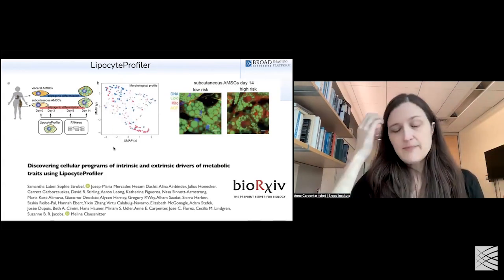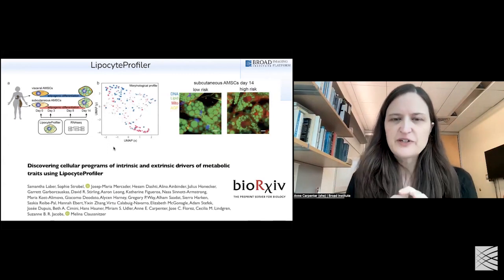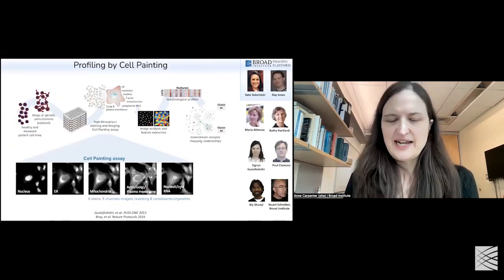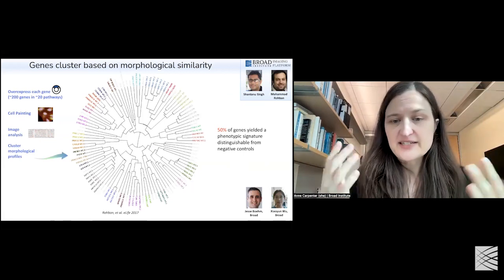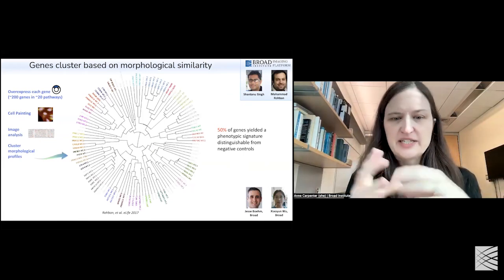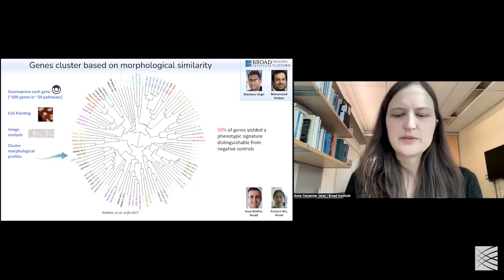All right, so I just want to take one little brief digression. I talked about the cell painting assay being very generic, and this experiment showed us it can cover a lot of biology. It's not just a teeny fraction of the biology that's captured with these 6 stains that we use.